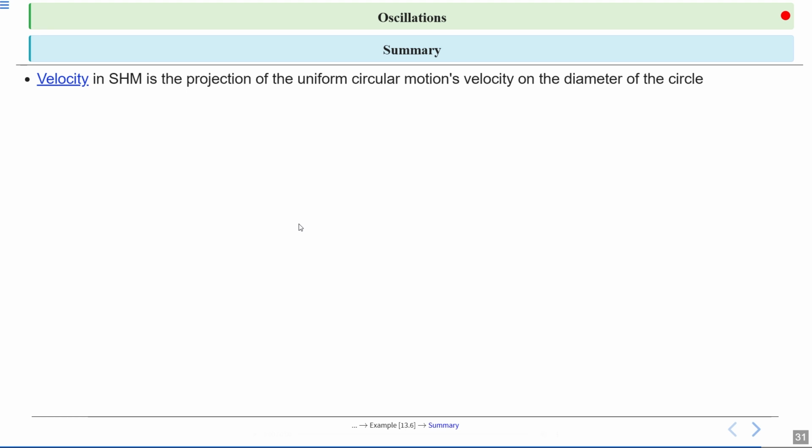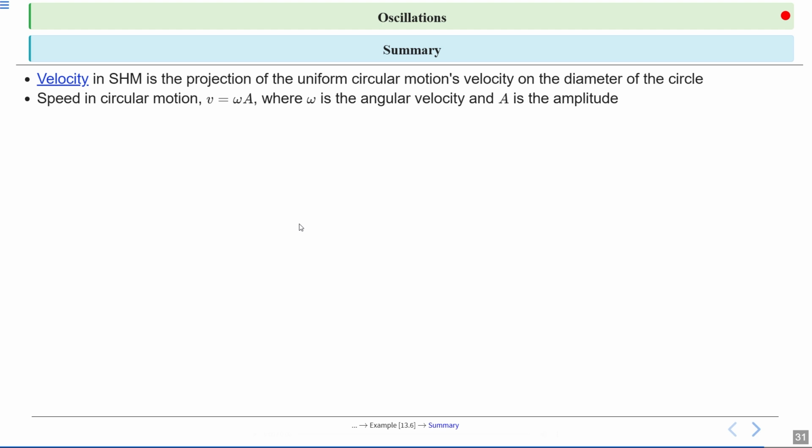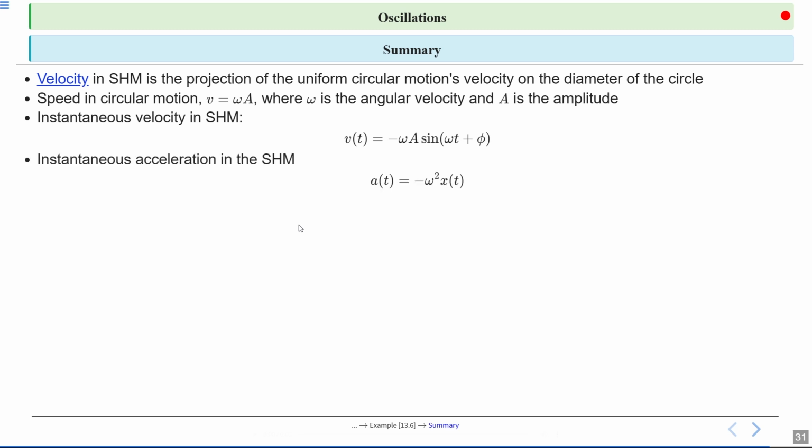Now we will summarize today's lecture in some brief points. Velocity in SHM is the projection of the uniform circular motion velocity on the diameter of the circle. Speed in circular motion v is equal to omega A, where omega is the angular velocity and A is the amplitude. Instantaneous velocity in SHM, v of t is equal to minus omega A sine of omega t plus phi. Instantaneous acceleration in SHM, a of t is equal to minus omega square x of t.